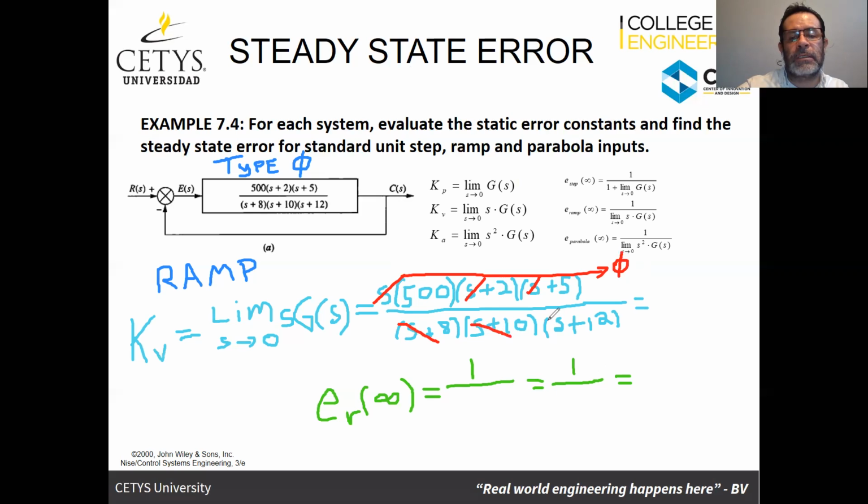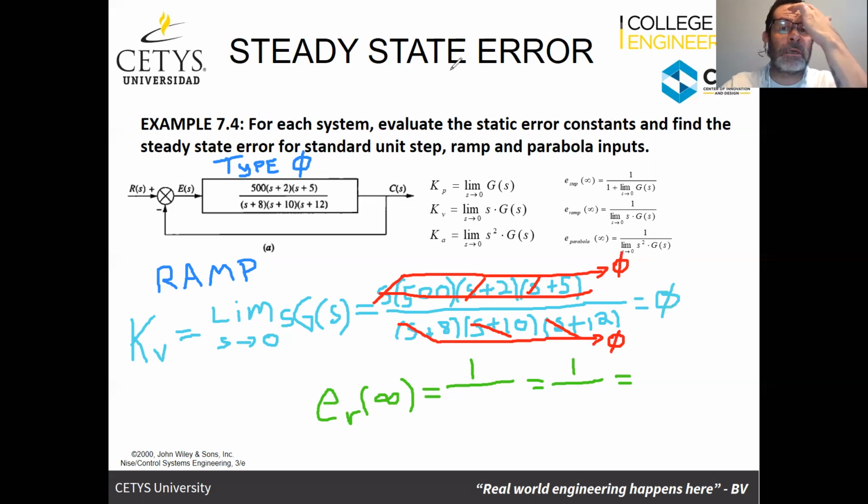This, and this is actually going to be 0. However, by making the s 0, then all of this is going to be 0, actually. Okay. And so if the numerator is 0, the result here is going to be 0. So KV is 0.